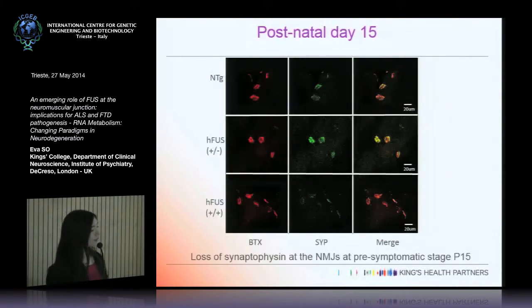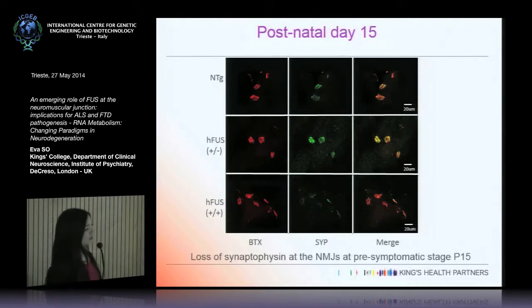And so when I look at the staining with synaptophysin, in non-transgenic and hemizygous mice, these NMJs are still fully innervated, as you can see here, which shows the staining colocalizing with bungarotoxin. However, in the homozygous mice at P15, I started to see some loss of synaptophysin at the NMJs, and also some reduced area of the NMJs in these mice. So this suggests that there is a loss of the pre-synaptic protein, synaptophysin, as early as postnatal day 15, which is a very early pre-symptomatic stage.